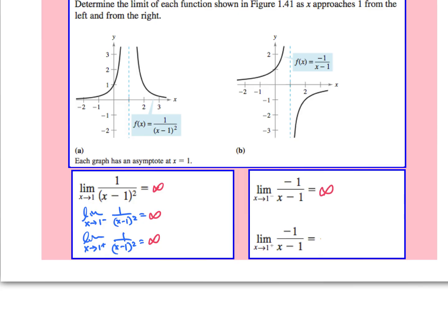So a little bit more than 1. When I go from the right, I have a negative over a really small what? Positive, which makes it what? Negative infinity. Now I want to go a little further on that one.